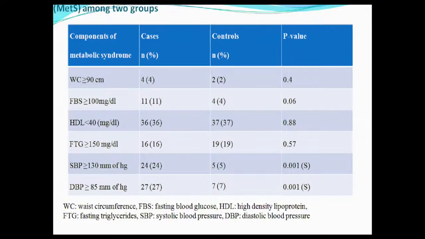Frequency of individual components of metabolic syndrome among the two groups. The systolic blood pressure and the diastolic blood pressure were statistically significant, while the other parameters like waist circumference, fasting blood sugar, HDL, and fasting triglycerides were statistically insignificant.